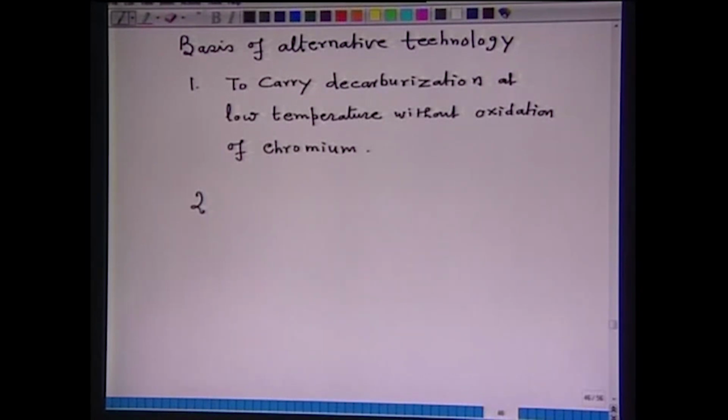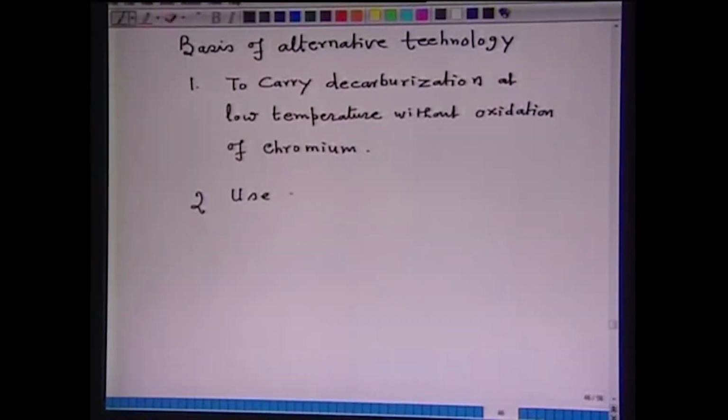Second, as I have repeatedly said, low carbon ferrochrome is very expensive, and hence high carbon ferrochrome, if it can be used for production of a stainless steel containing high chromium, then it will be economical. So, the second challenge was the use of high carbon ferrochrome.